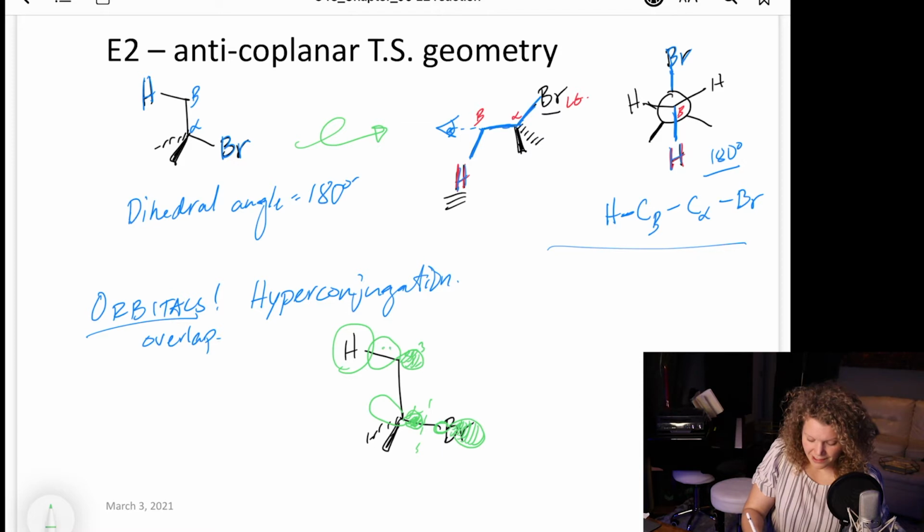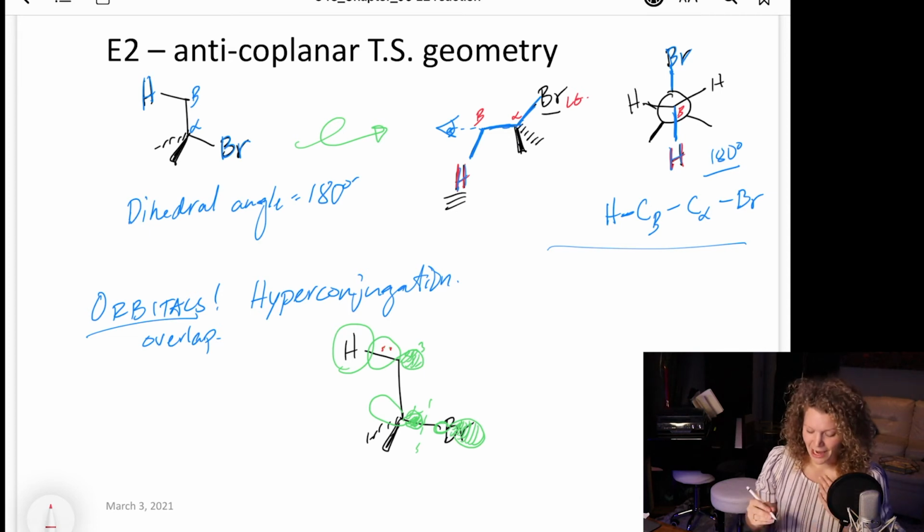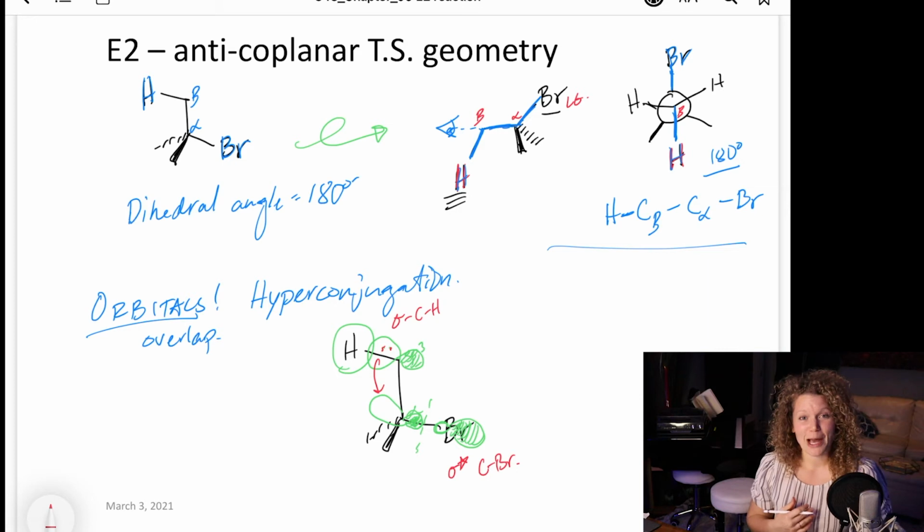This CH bond, I'm going to put the two electrons here in this pink, okay? This is filled. Hyperconjugation says that we can get donation from a CH bond. This is a sigma CH bond, donating into this sigma star CBr bond. This is actually going to help make that bond break, okay?